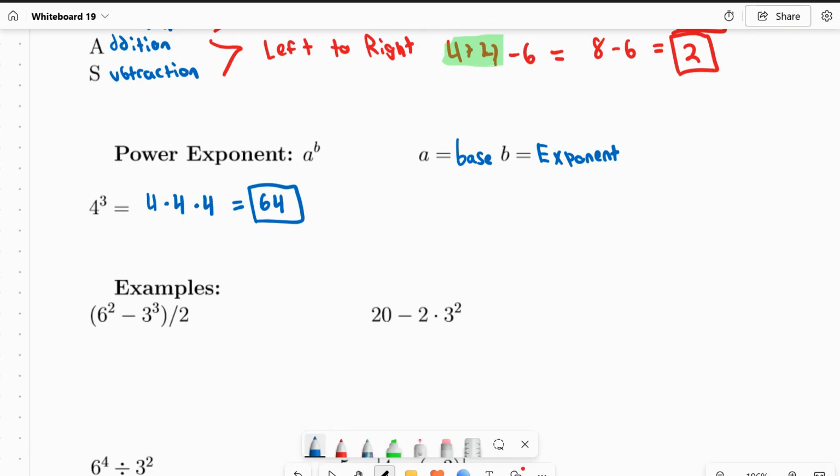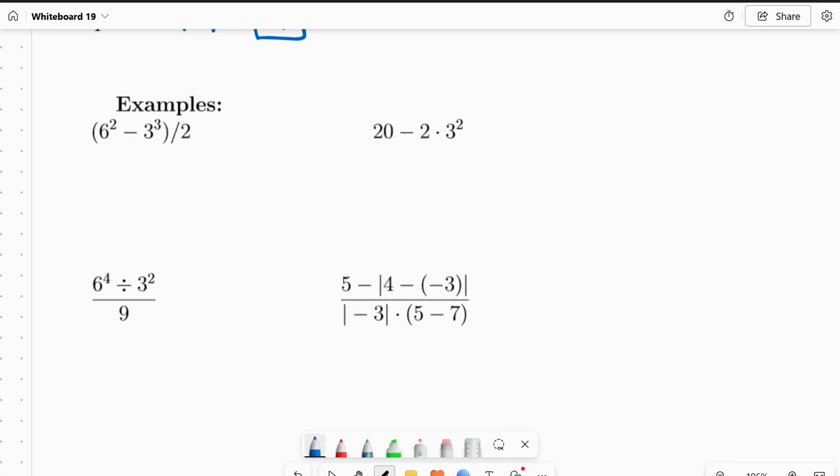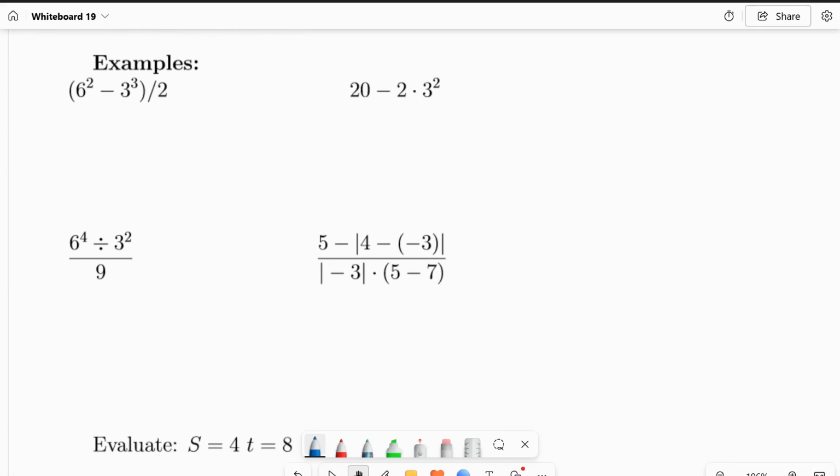All right, so let's go through a couple of order of operations examples where we will use PEMDAS. For the sake of the video, I'm going to do the ones on the left side. I do ask that you guys try the ones on the right side, but we will go over them together in class. So the first example here, I have parentheses, 6 squared minus 3 cubed divided by 2.